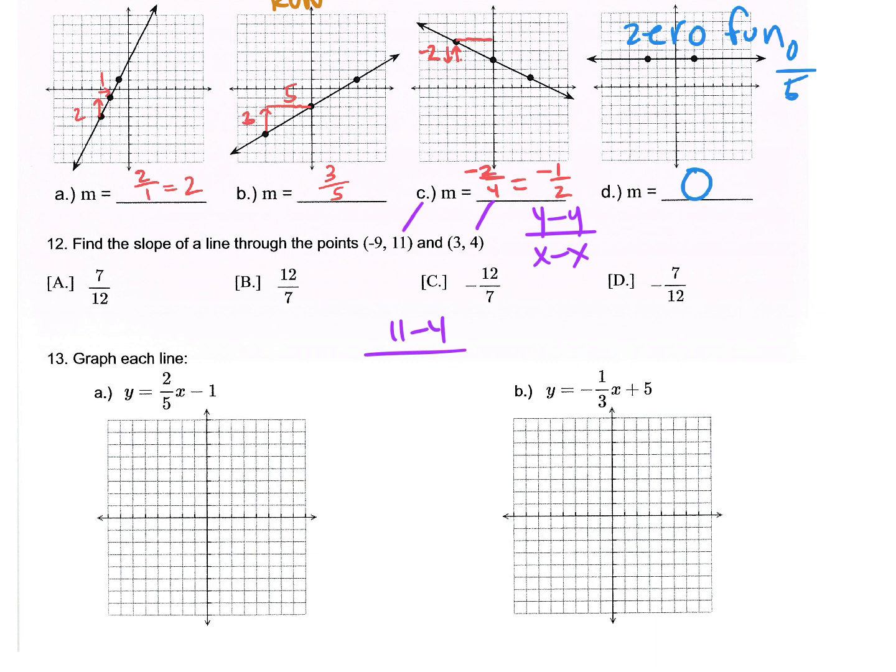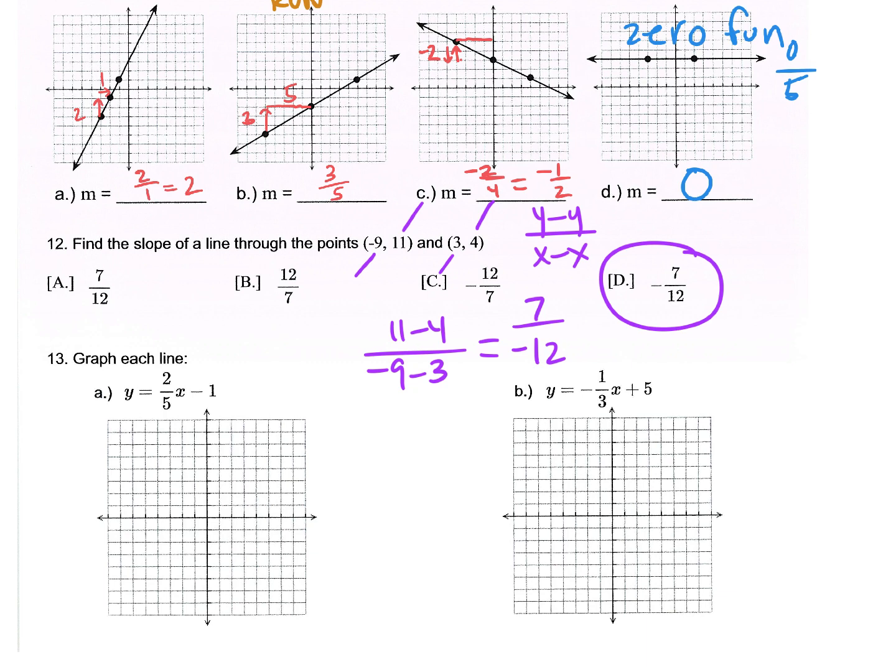11 minus 4, and then on the bottom is -9 minus 3. I even put these little dashes, like this is something that I always do ceremoniously, I guess. If you wanted to do 4 minus 11 and then 3 minus -9, you can. 11 minus 4 means that I'd have 7 on top, and then -9 minus 3 is -12. So that means my answer choice is D.